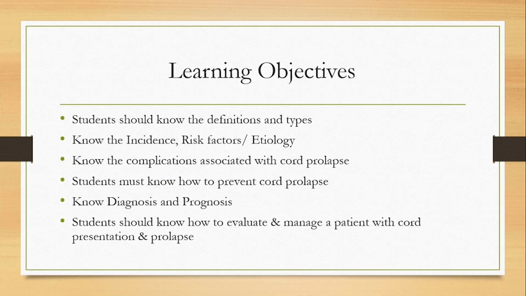labor ward. Now, at the end of this lecture, you should be able to know the definitions and the types of cord prolapse. You should also understand the incidence, the risk factors, and etiology. You should know the complications that are associated with it and the challenges in managing them. The diagnosis must be prompt and fast. You should know how to do those things. Then you should also be able to evaluate the patient promptly and manage them appropriately.